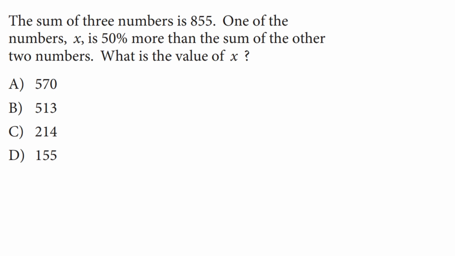The sum of three numbers is 855. One of the numbers x is 50% more than the sum of the other two numbers. What is the value of x?